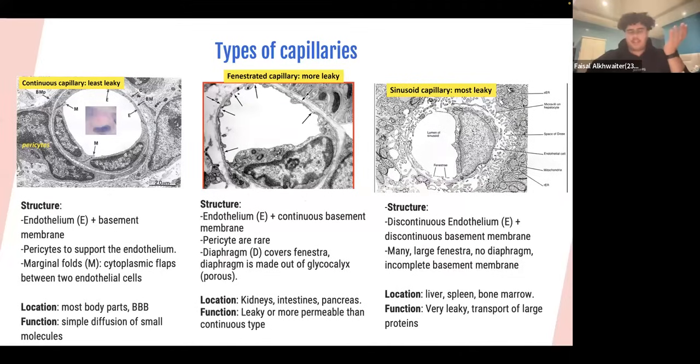Fenestrated capillaries, fenestra in Latin is just windows. That means bigger molecules can pass through them, and sinusoidal capillaries don't have a continuous basement membrane, so they're very leaky. They're usually present in the liver, spleen, and bone marrow.